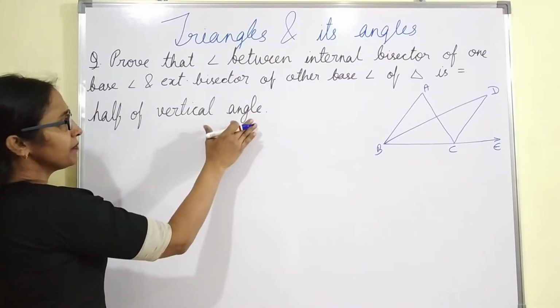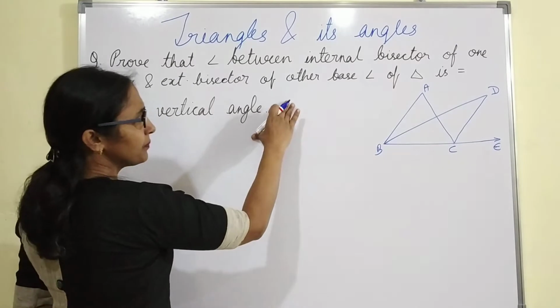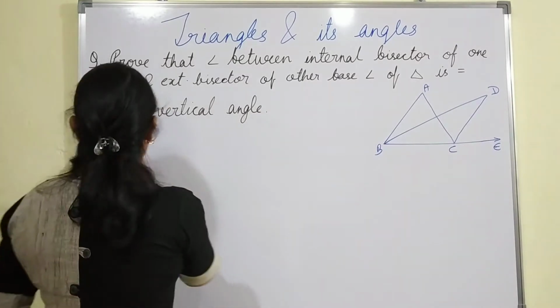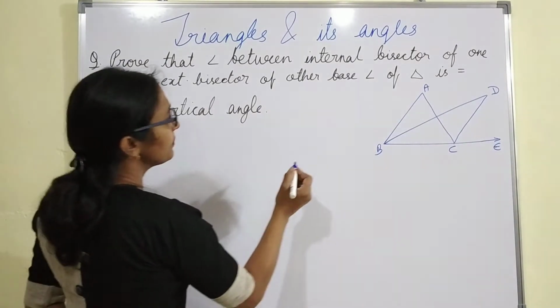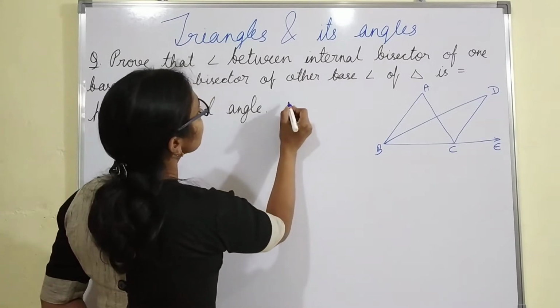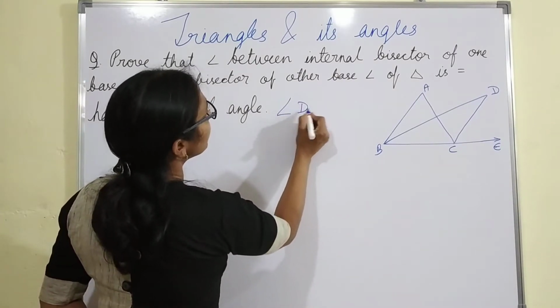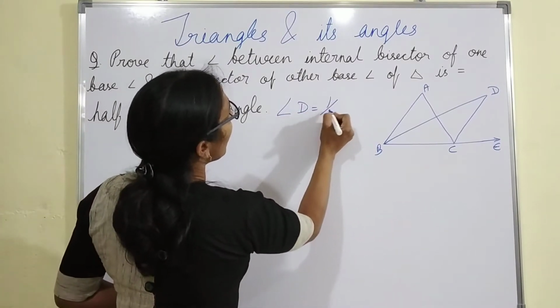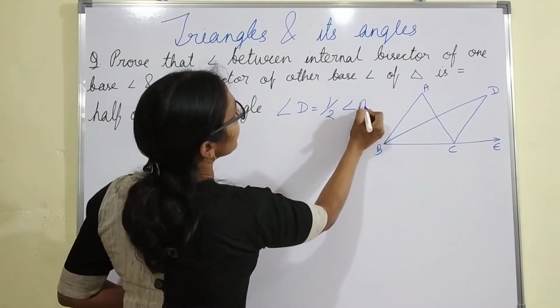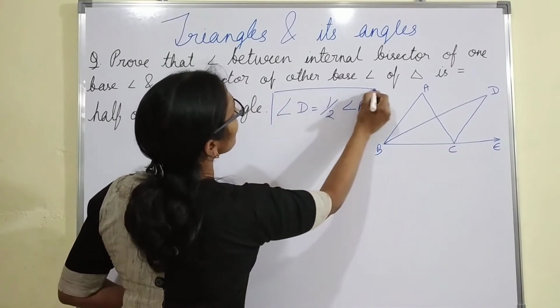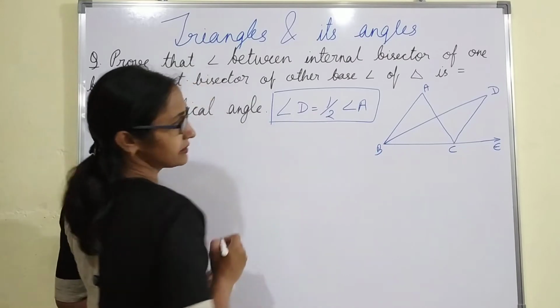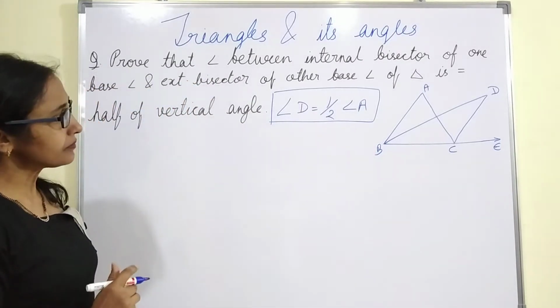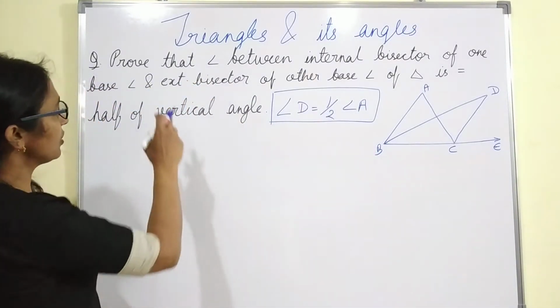So this question may come as a proof, otherwise this question may come as: angle D equals half of angle A. You have to prove this. Okay, so I am solving it.